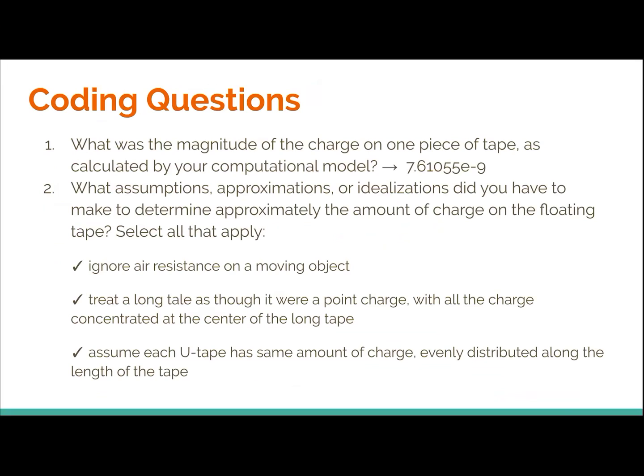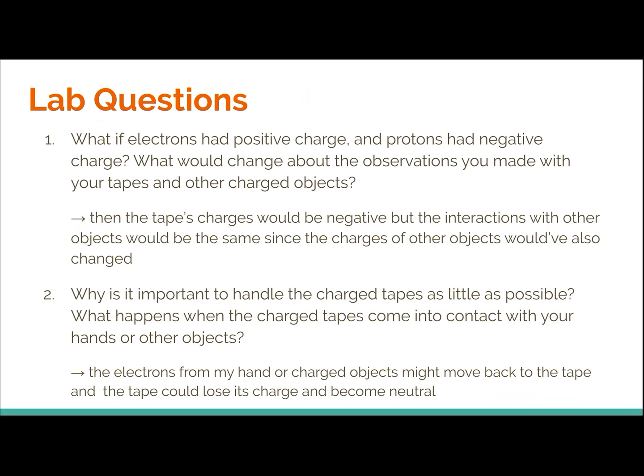By GlowScript coding, I could find out the magnitude of the charge on one piece of tape, which turned out to be 7.61 times 10 to the negative 9 coulombs. I had to ignore air resistance and treat the tape as a concentrated point charge in the center and assume that each U-tape had the same amount of charge.